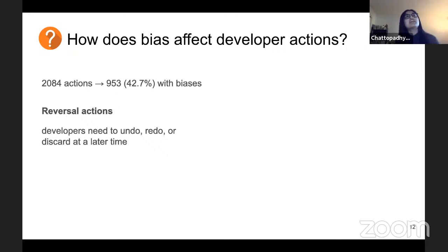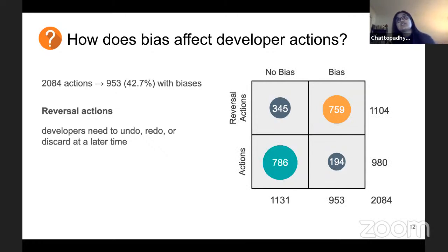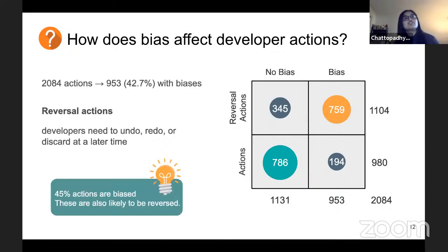When we compare reversal actions and biases, we see 759 of the actions that are associated with biases needed to be reversed, whereas 786 of the actions that were not associated with biases never needed to be reversed. So we find that about 45% of the actions are biased, and not only are they biased, these biased actions are also more likely to be reversed at a later stage.